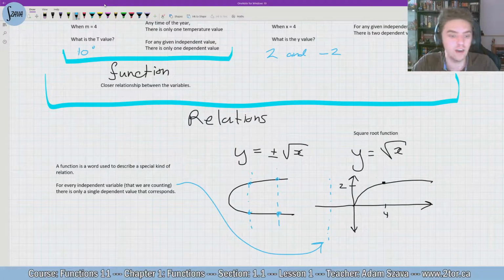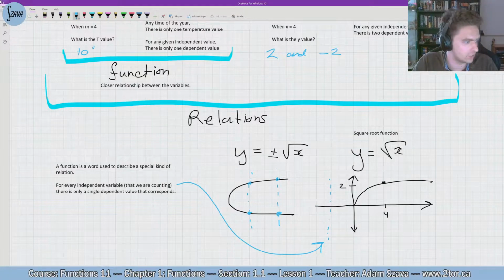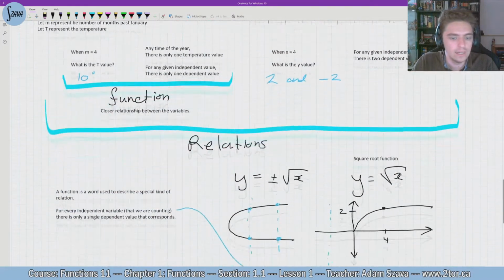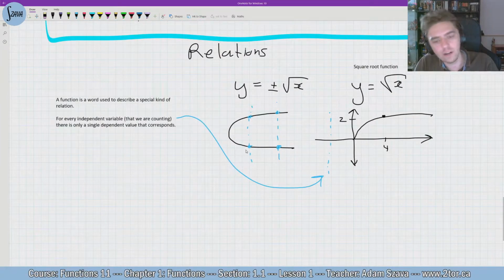Okay, and I'm going to define exactly how we know what we're counting and what we're not in just a second. That's what the domain is. So first we just have to do the vertical line test. Notice here for a function, if I drew vertical lines, for this x value we only pass through once. For this x value, we only pass through once.